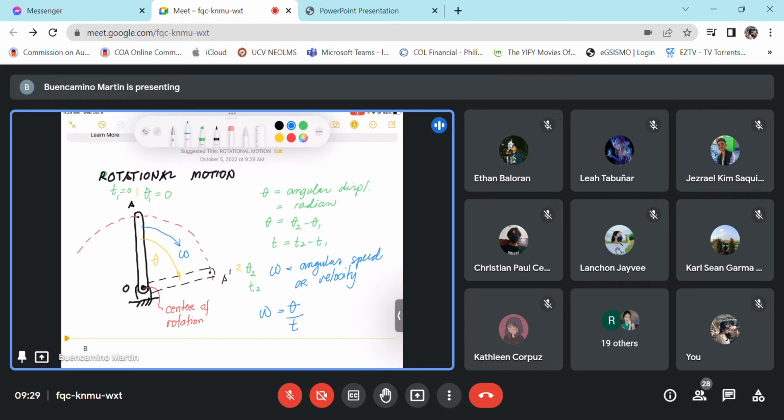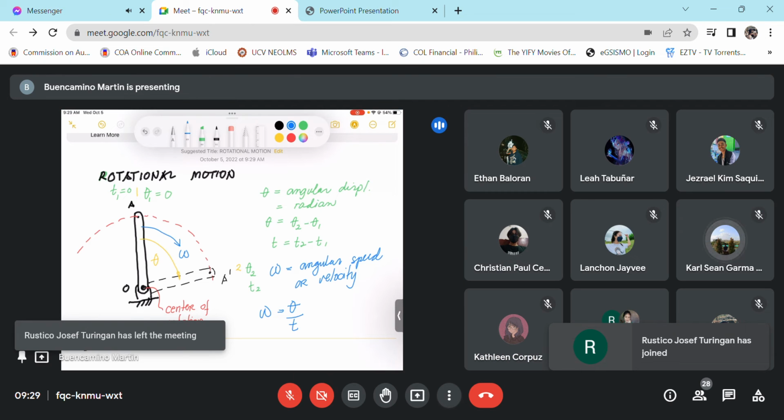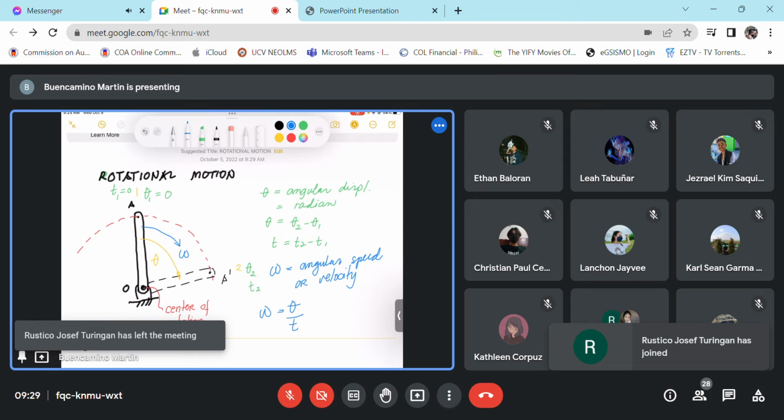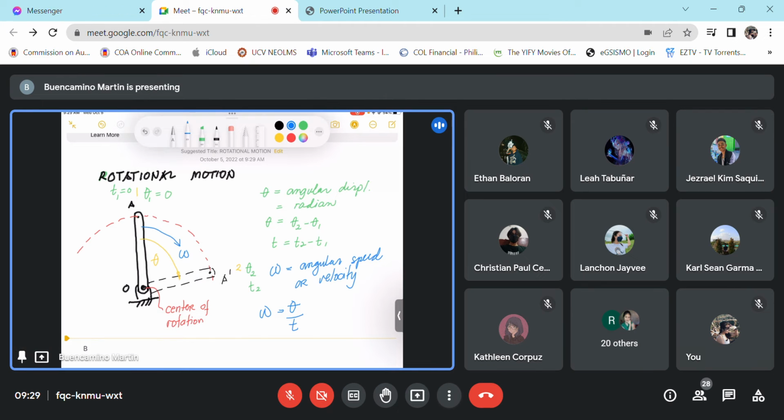Okay. Do I make myself clear? Yes, sir. Okay. So in other words, everything in this universe is moving along space and time. So motion always involves space and time. Okay. Space and time. So kung time lang, walang involvement ang space, there is no motion at all.